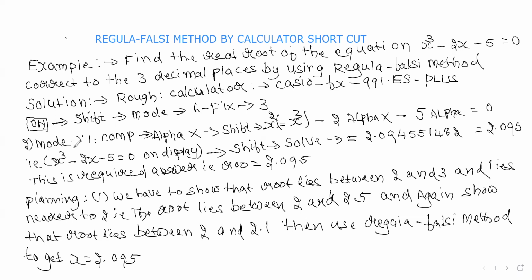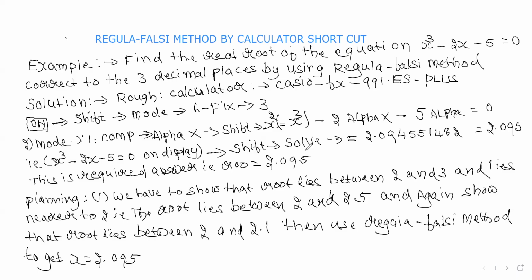You press the mode button and COMP button and then alpha x, shift x square button, which means you bring the x cube on the display of the calculator. Then minus button and again 2 button and alpha x. You bring the minus 2x there. Now, minus 5, you bring the minus 5 and equal to sign, alpha equal to button. Then equal to 0, you press the 0. On the display of the calculator, you have brought x cube minus 2x minus 5 equal to 0. Then, my dear students, remember this step.